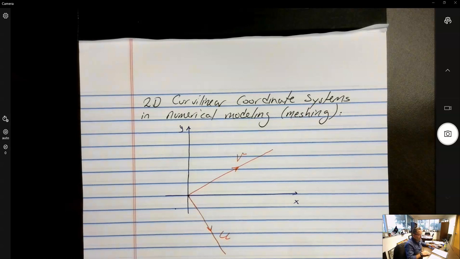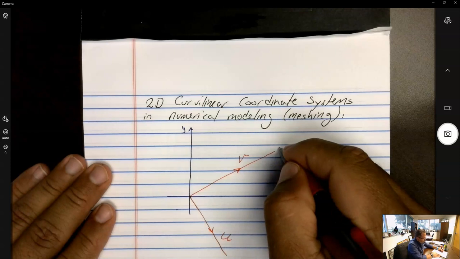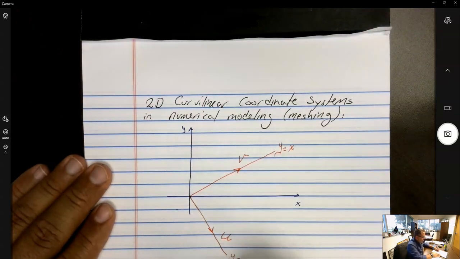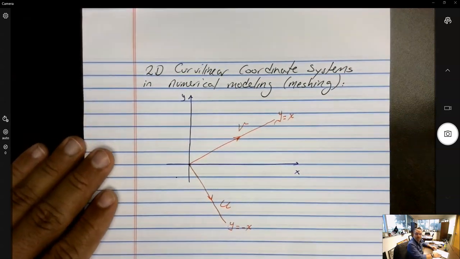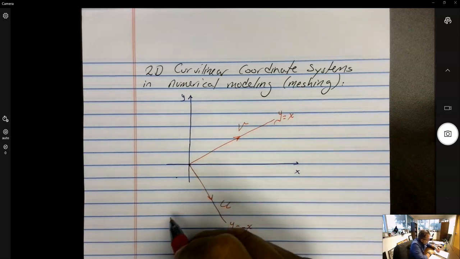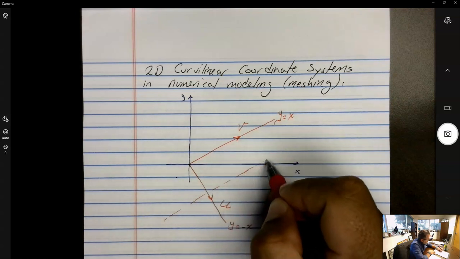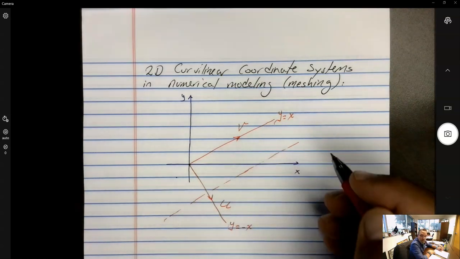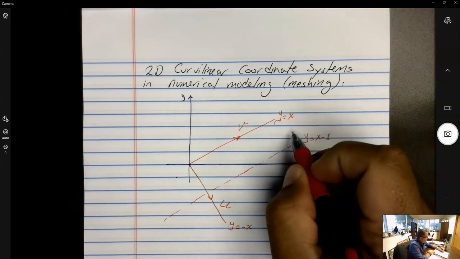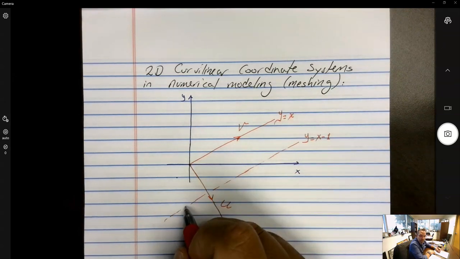And that rotated coordinate system, let's say this line is defined by y equals x. Well, this one is defined by y equals minus x. Let's try to square these with another line that is parallel to this one. We call this line y equals x minus 1, so it's the same slope as this one. These two are parallel, but this one intersects the y-axis at minus 1.